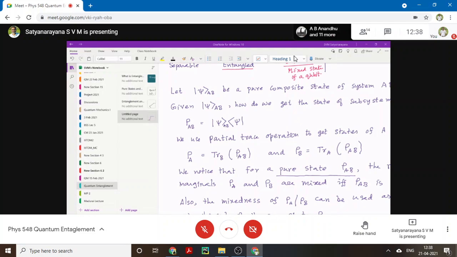Now, if this is an entangled state, you ask what happens if I take a partial trace over the environment. Then I will get the state of the system. The state of the system is going to be mixed, because we know that if the composite state is entangled, the substate is mixed. So the state of the system is going to be mixed, because you are tracing out the environment.